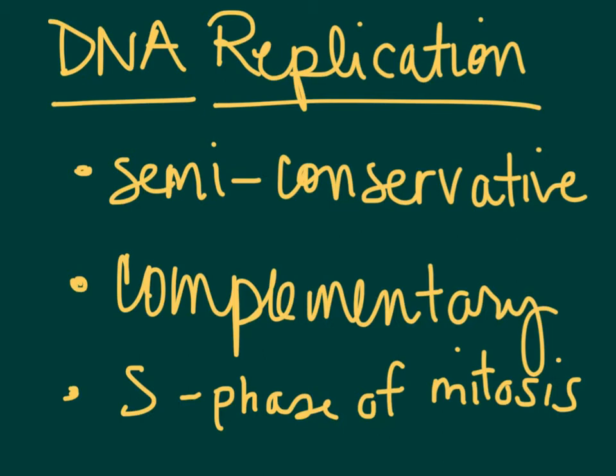The process of DNA replication is called semi-conservative. What that means is every new double helix is half new, half old. It's because DNA is complementary, so that they fit together, A with T, C with G. That's the fundamental principle behind replication, and it occurs during the S phase of mitosis.